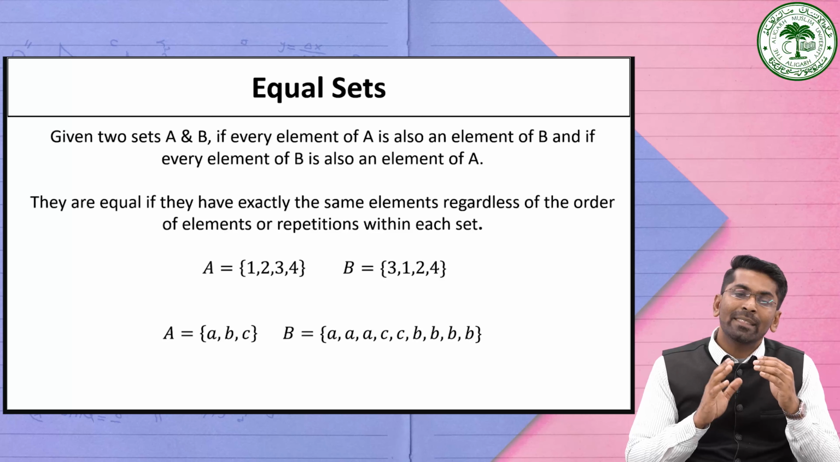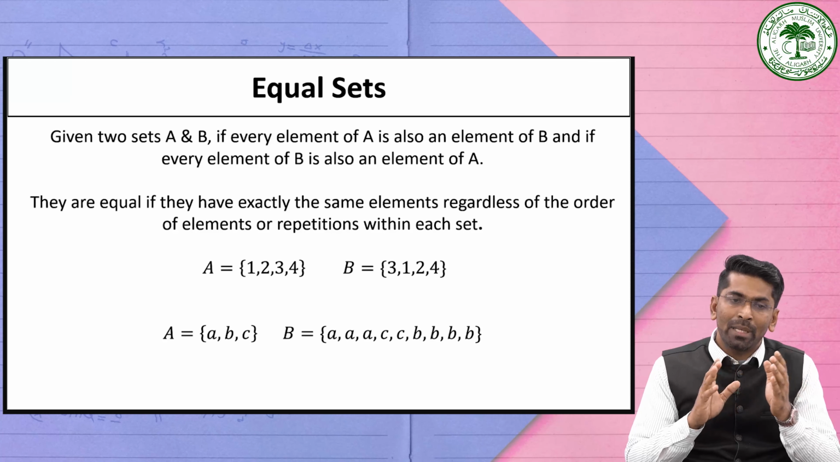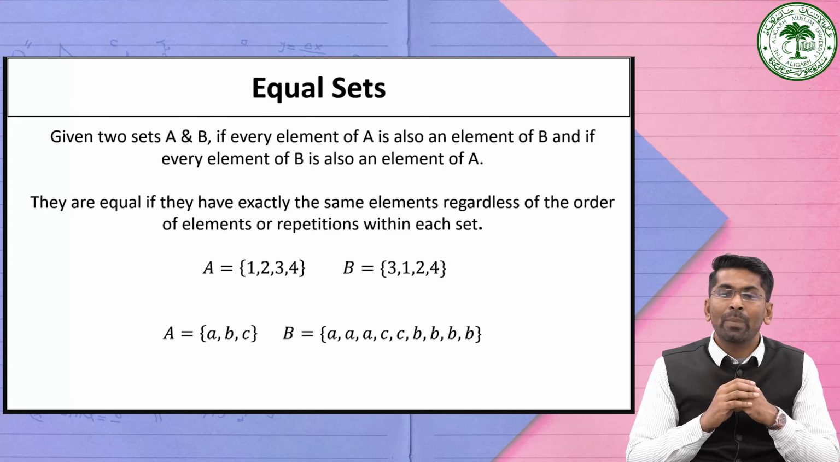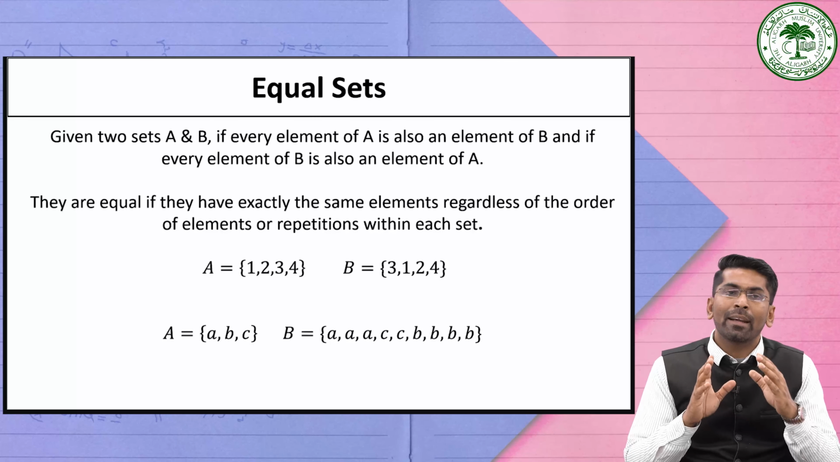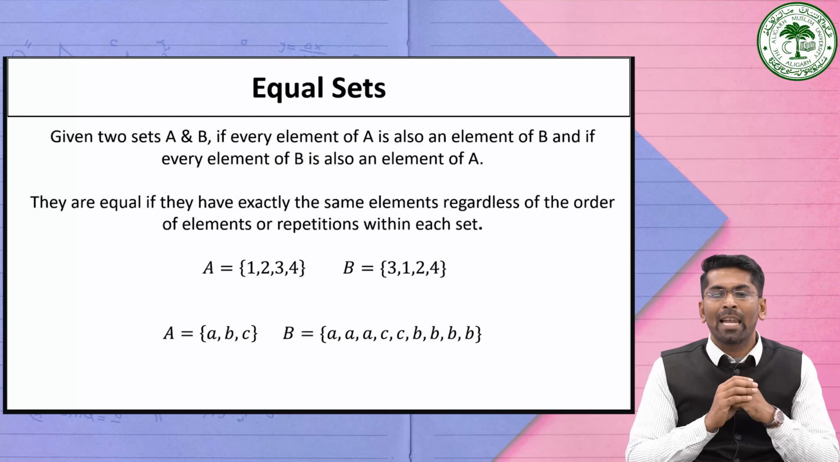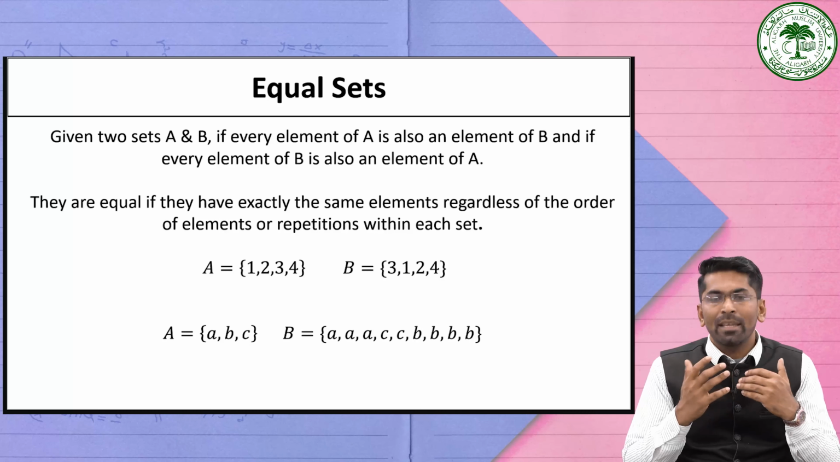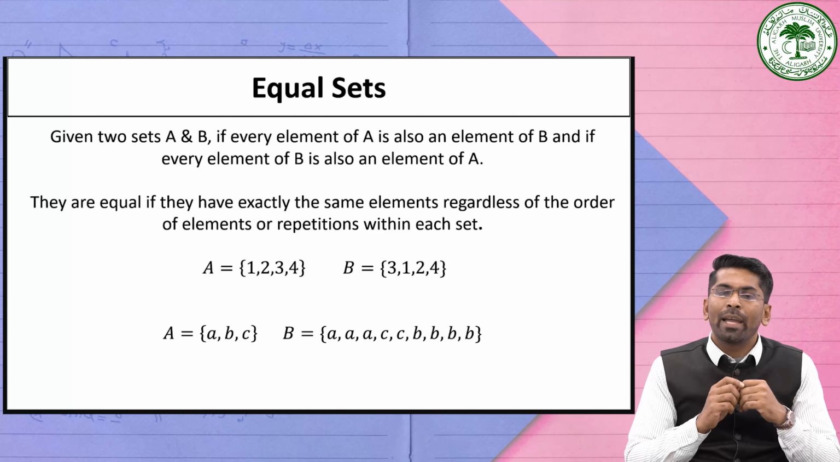Both sets contain the same elements: set A is {a, b, c} and set B is {a, c, b}. Without considering the repetition, both sets contain the same unique elements. So they are equal sets. That's why we generally do not repeat any elements while describing a particular set.